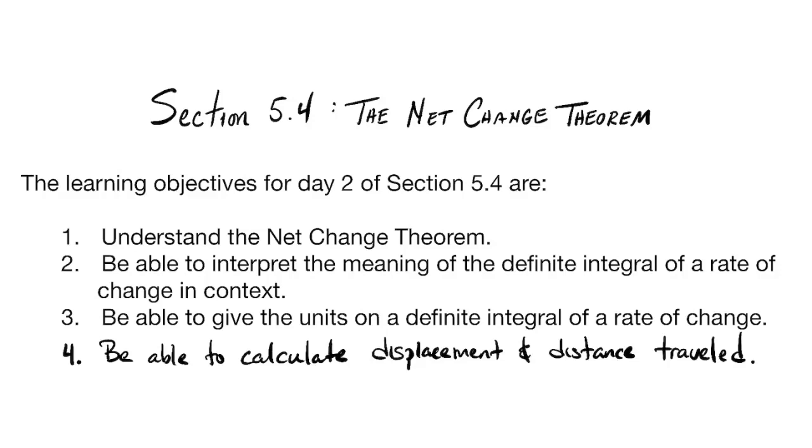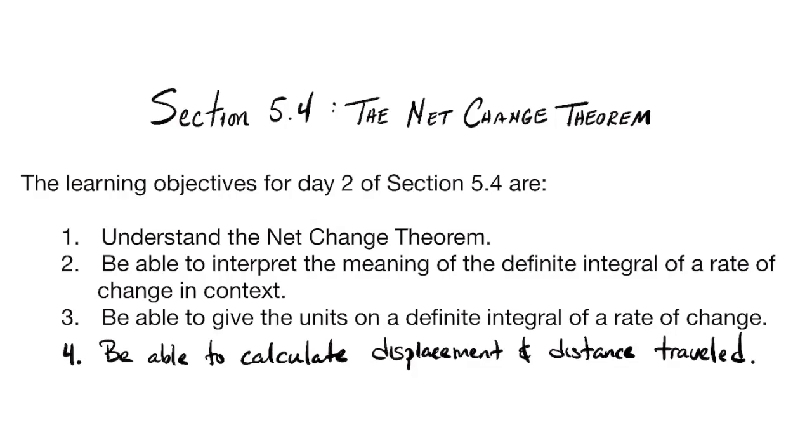I want to understand the statement of the Net Change Theorem. It's really just a specific instance of the fundamental theorem of calculus. I want to be able to interpret the meaning of definite integrals in context. We'll look at several contexts, including hydrology, chemistry, biology, physics, and there are many others. We'll look at just a few. And then I also want to be able to analyze the units on a definite integral of a rate of change. So we're going to talk about units throughout all of our examples.